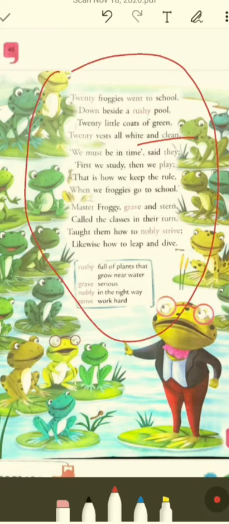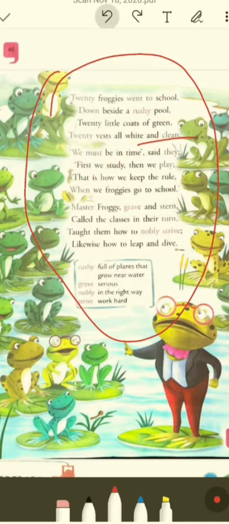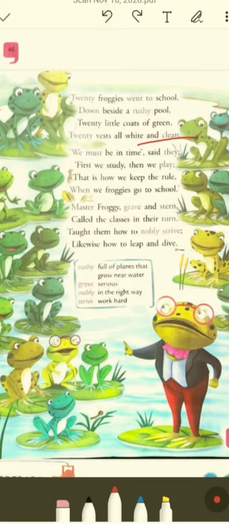It is about twenty frogs who wore new coats and brand new white color vests, and they were on their journey, ready to go to school. Clear? On the way, they went through this rushy pool, means a pool full of green plants. Okay. And they say to each other, we all must be in time. First we will study, then we will play. And they affirm that that is how they keep the rule. Clear? Whenever they go to school.